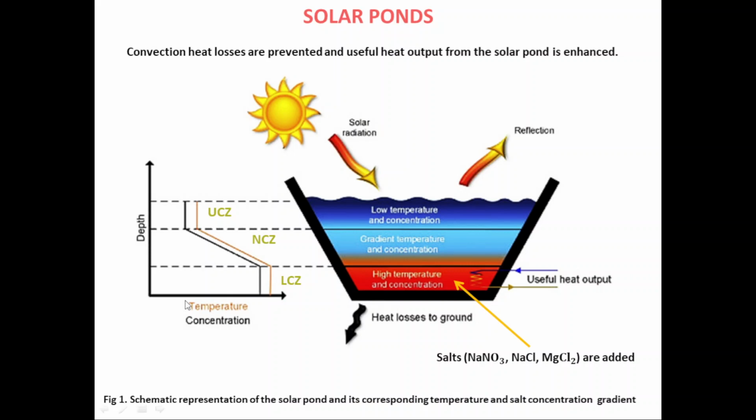So when you add salt to the bottom portion of your solar pond, what happens is the convection effects are prevented.